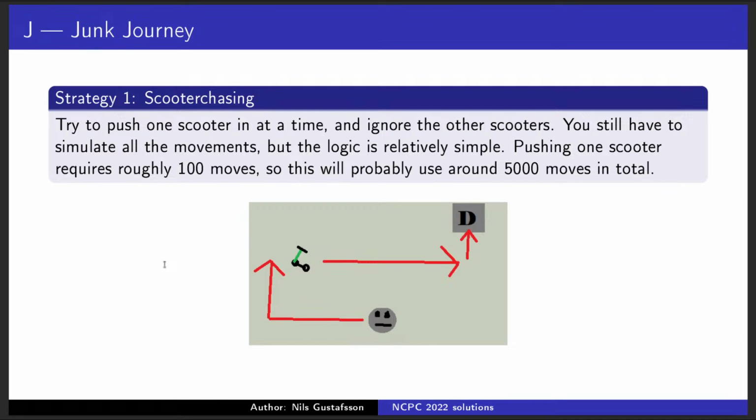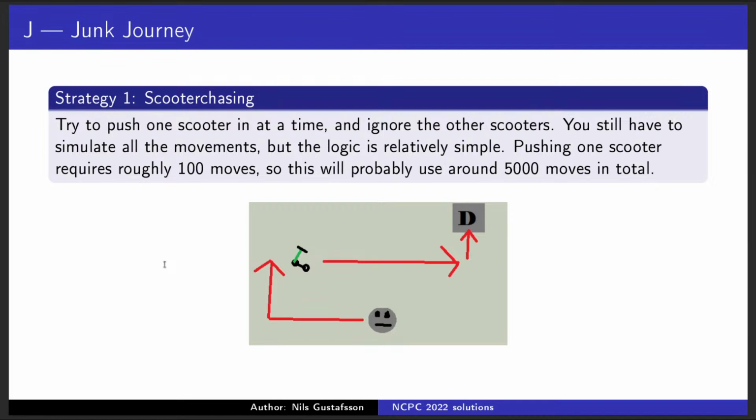So this strategy relies on taking one scooter at a time and kind of ignoring the other scooters and just trying to get this one scooter into the depot. So I think this is a bit easier because the logic isn't that difficult. However, while you are pushing this scooter into the depot, you will still push the other scooters as well. So you're going to have to simulate the whole thing. You're going to have to simulate all of the movements.